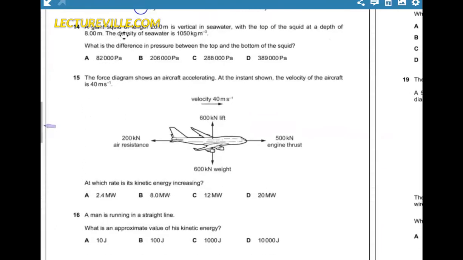A giant squid of length 20 meter is vertical in seawater. The top of the squid is at a depth of 8 meter. The density of the seawater is given. What is the difference in pressure between the top and the bottom of the squid? Why do we need this 8 meter for that? This is just a diversion for you.